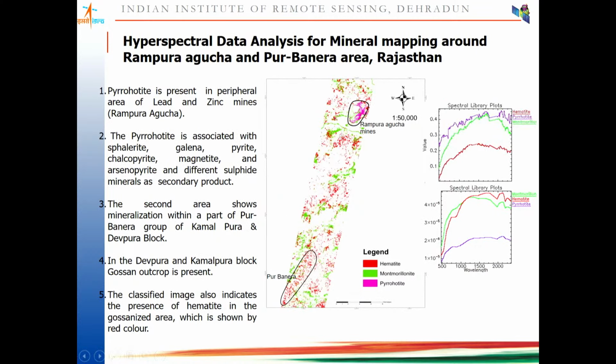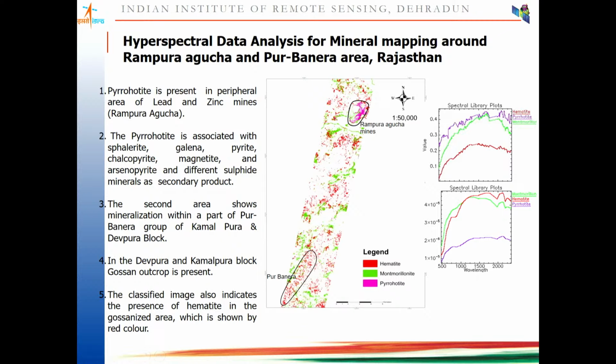Then this is another area, the Purbanera and the Rampura Agucha area. This Rampura Agucha is a very well known open mine for lead and zinc. If you see in the northeast corner, you can see this circle or the covered area. This is the open cast mine for lead and zinc. What we found during the image analysis is that surrounding this open pit, where they have their dumping sites and dumping pond, we are getting very clear signatures of pyrrhotite.